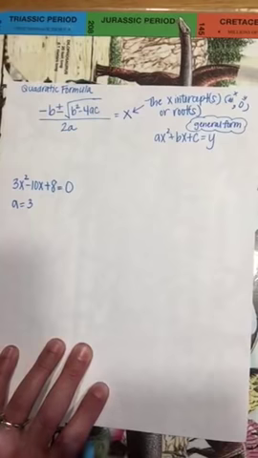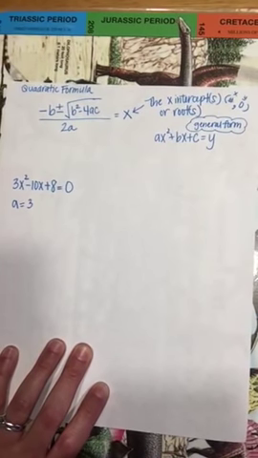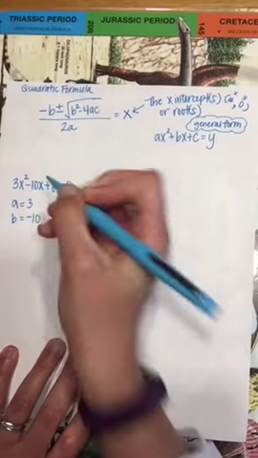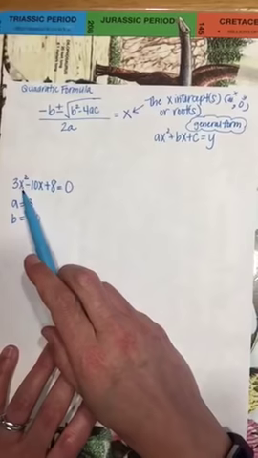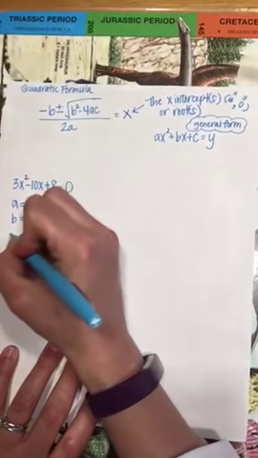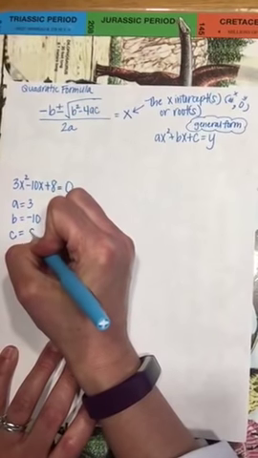Remember, when we select the a, b, and c, it's only the numerical values, not the variable. B is going to represent negative 10. We're going to also make sure that we take the sign that's in front of the number. If it says minus 10x, then it's a negative 10x. And then the c would be 8.